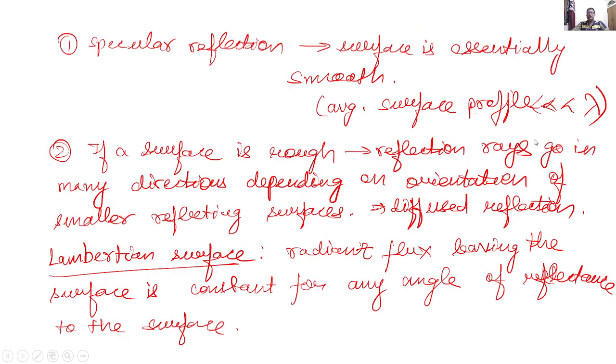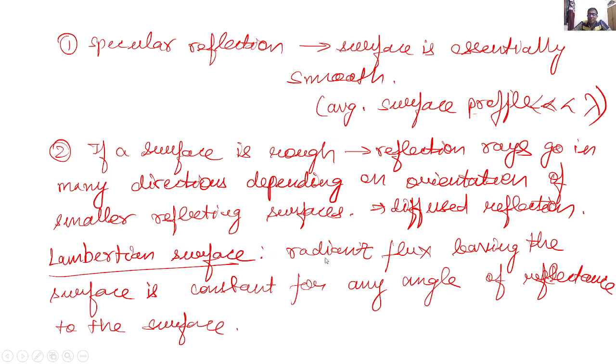Now, if a surface is rough, the reflection rays go in many directions depending on the orientation of smaller reflecting surfaces, which is what we call diffuse reflection. Of course, these reflections will also be dependent on the orientation of the viewing camera, or the sensor from the space. It will also depend on the kind of irregularities. It will depend on several factors, by the way. It will also depend on, let us say, the amount of water present in the vegetation, the amount of stress in a vegetation, and several other factors. You will be learning it in probably 1 to 2 weeks from now.